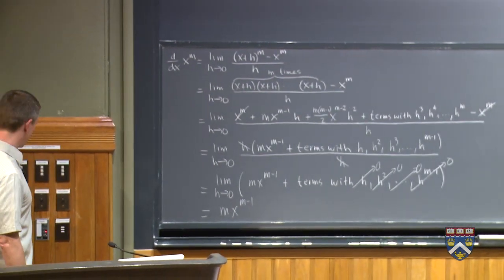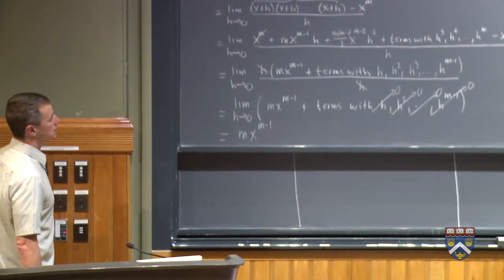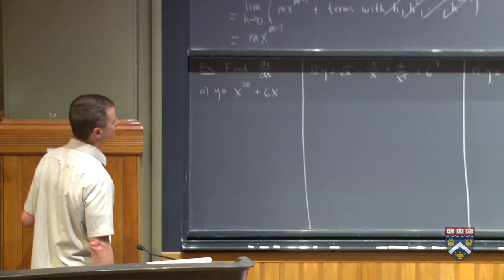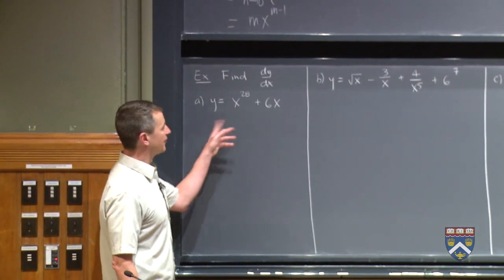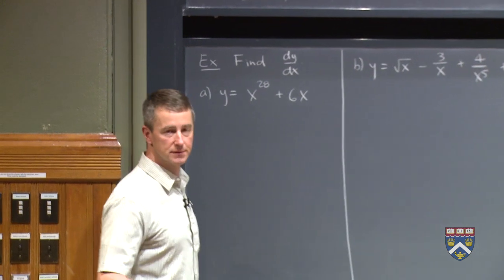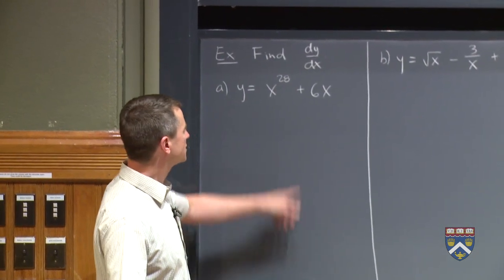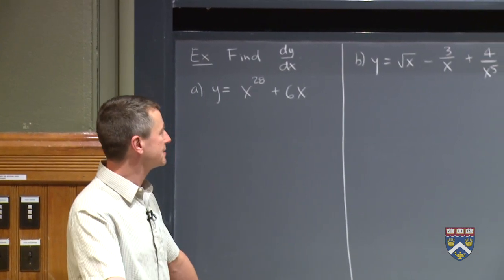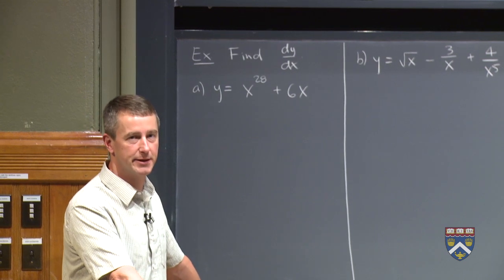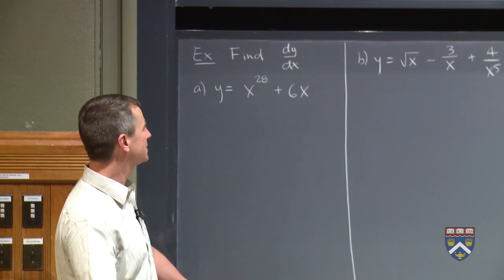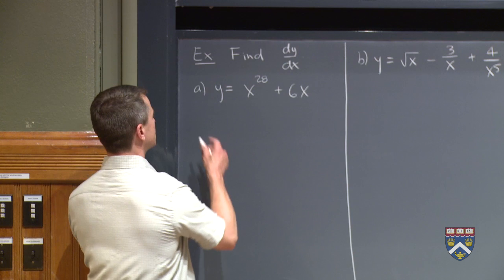Let's use our rules now. So I've got some functions here, and I want to find their derivatives. Our first function is x to the 28th plus 6x. You might recognize those numbers, 28 and 6, from an earlier lesson. We'd like to take the derivative.